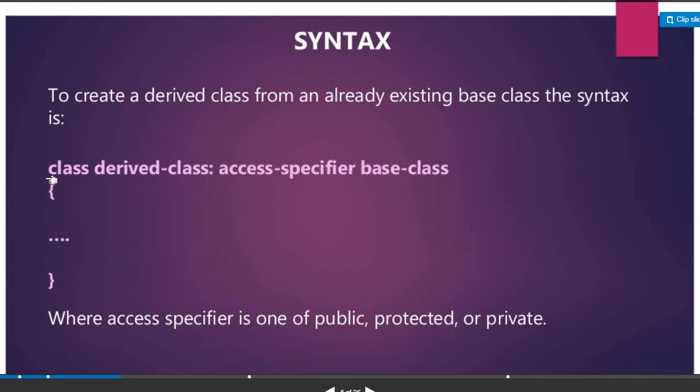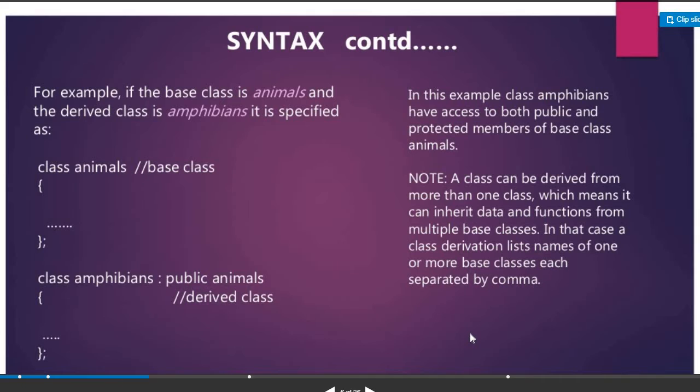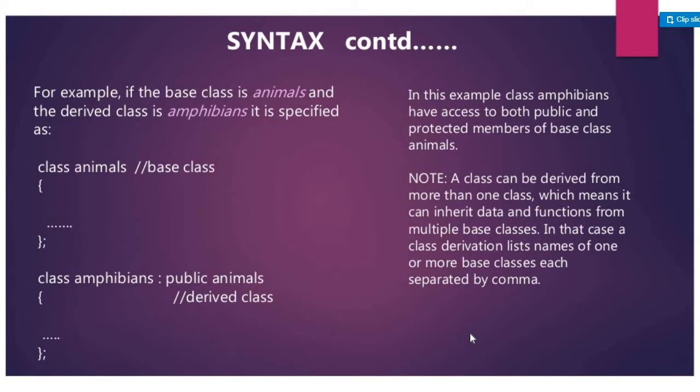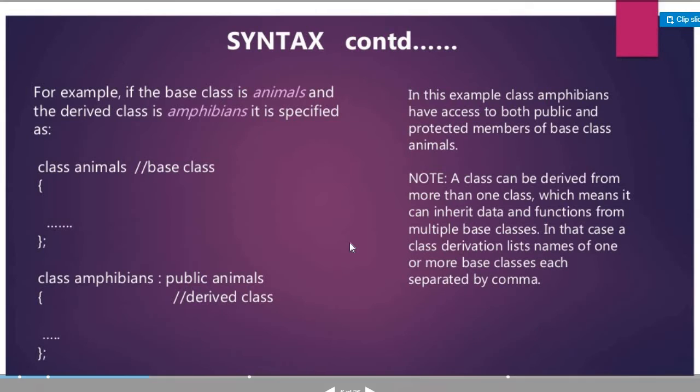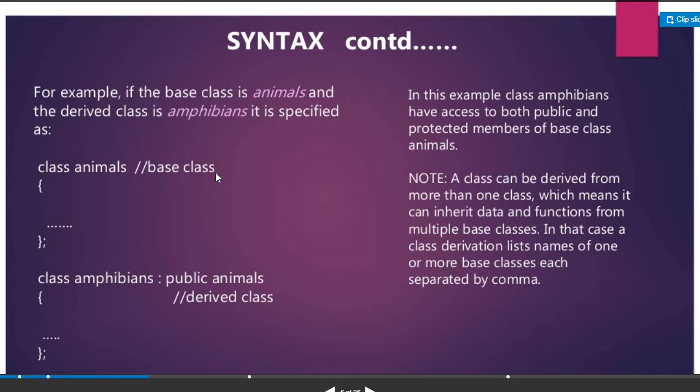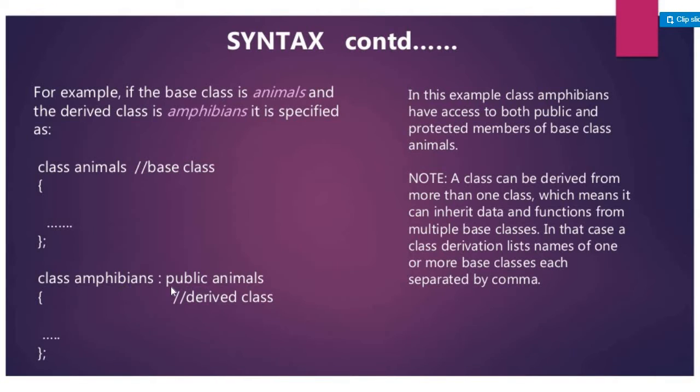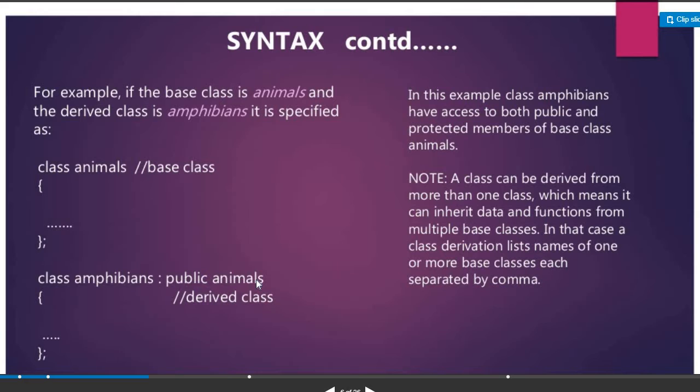The syntax is class, derived class, colon, access specifier, and base class, followed by the start and end of the body, where the access specifier is any of public, protected, or private. For example, if the base class is animal and the derived class is amphibian, as the syntax implies, we define the base class animal first, then class amphibian, which is derived from the base class animal in public visibility mode. In this way we can define the derived class.